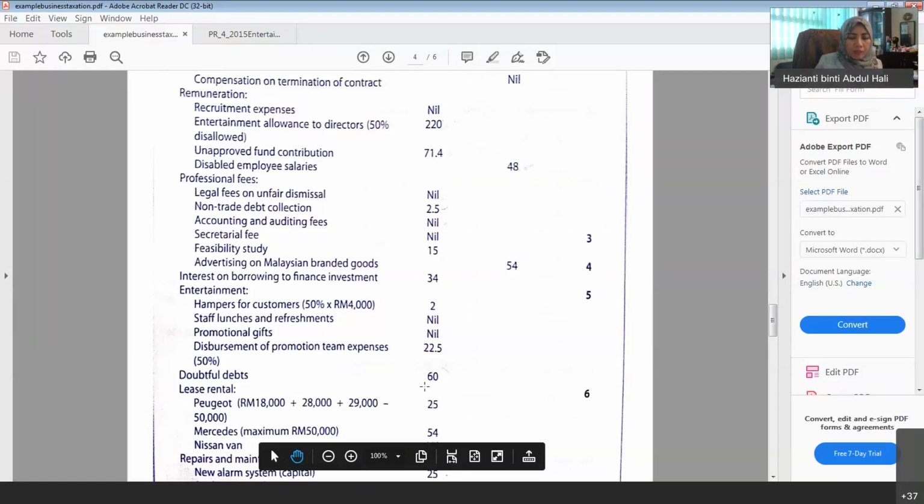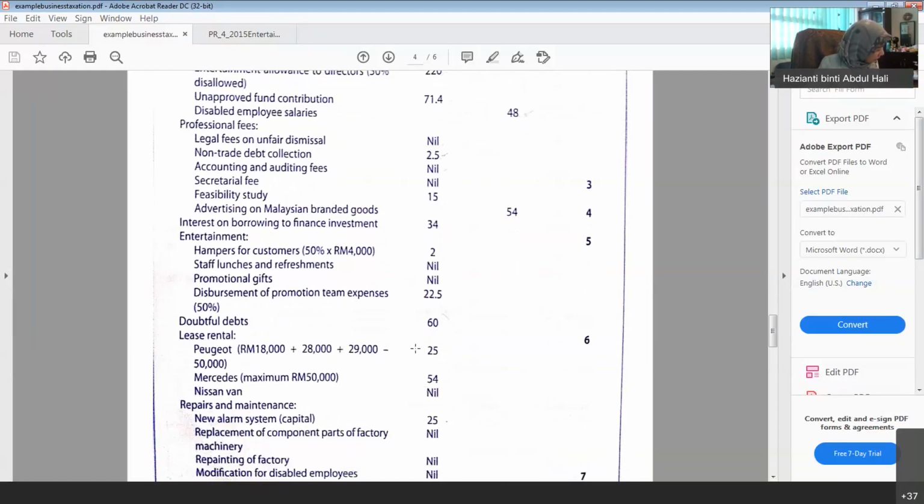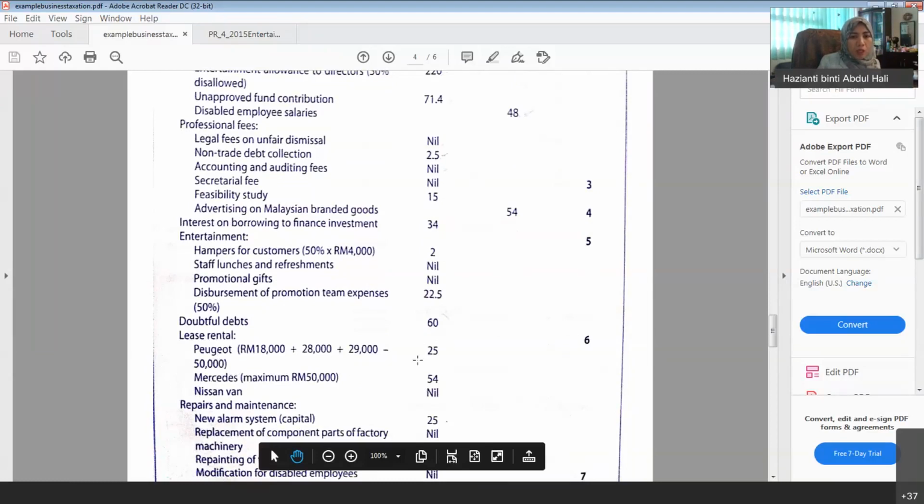And lease rental ni the calculation is also here. So boleh tengok daripada table tadi tu lah. Lease rental ni, for example, for this one, lease rental ni maksimum kita tolak 50 ni sebab maksimum dia 50,000. Nanti kita akan tengok masa kita buat capital allowance nanti. Why 50,000 je?